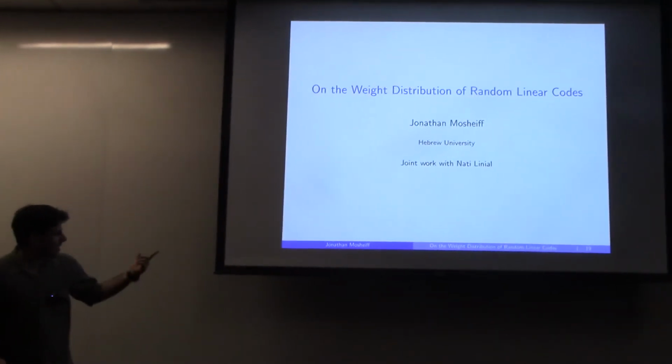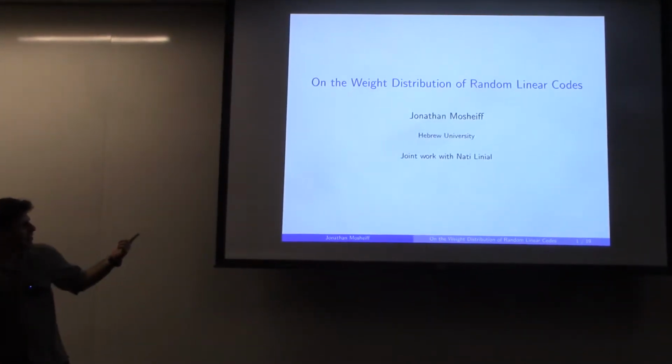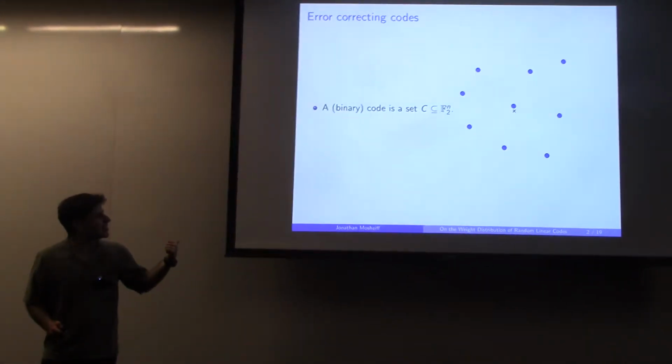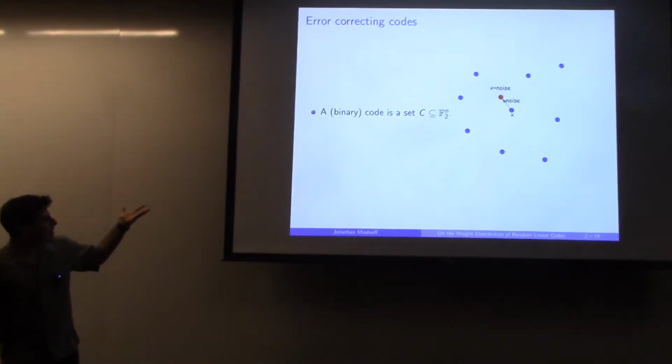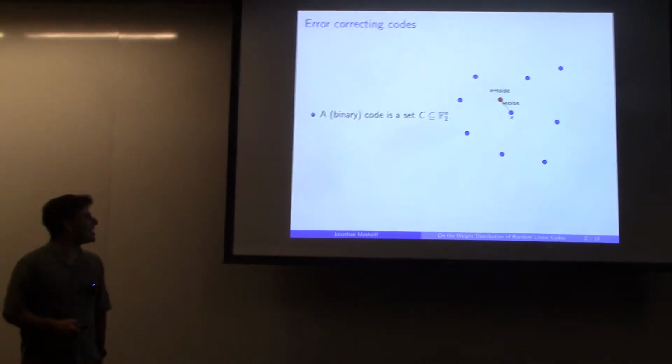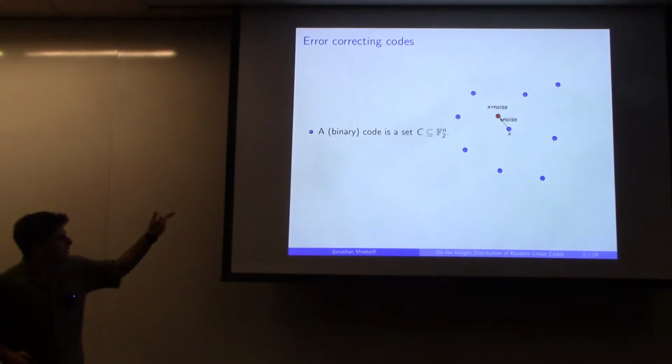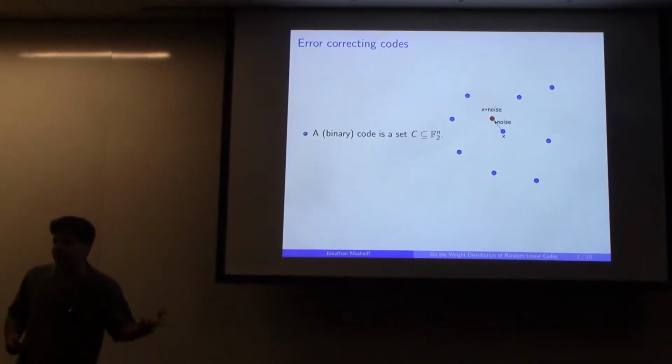Okay, so the next slide actually explains what a code is. It might be a bit unnecessary, but let's just say it for the sake of it. Great. So a binary code is just a subset C of the binary hypercube F2 to the n.